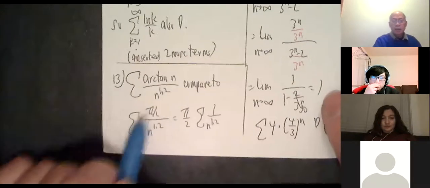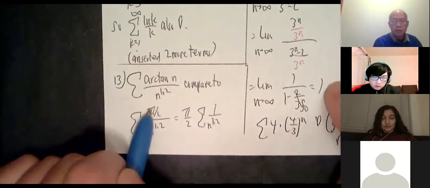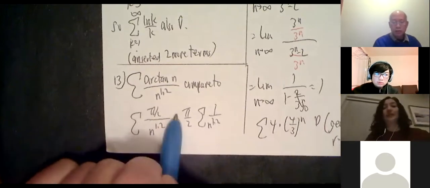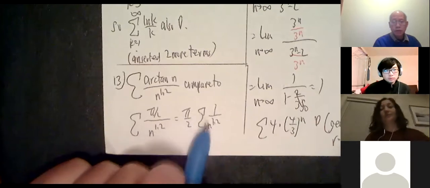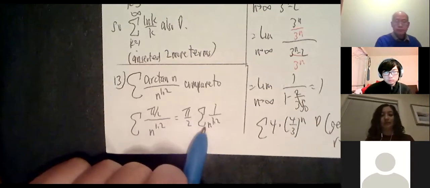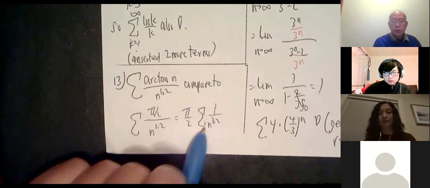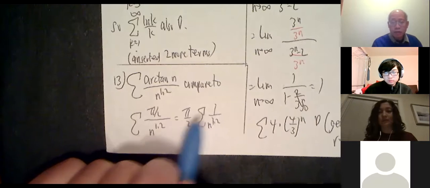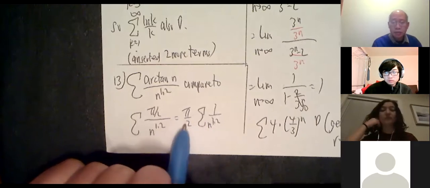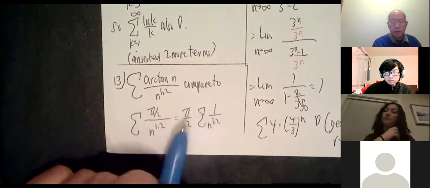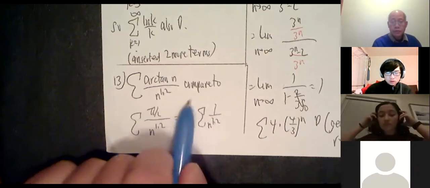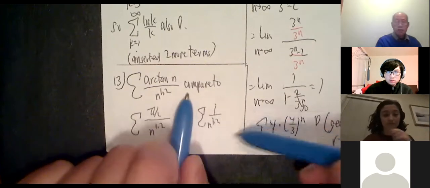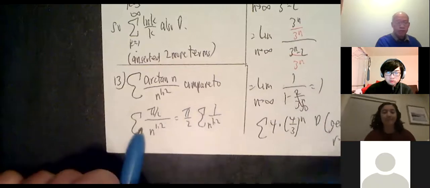is that I'm going to compare it to the summation of pi over 2 over n to the 1.2, which I can factor out to pi over 2 times the summation of 1 over n to the 1.2. I take out the constant, pi over 2, which is 1.57. If I multiply any series by a non-zero constant, that would not affect convergence or divergence. So if this thing converges, then this thing converges. If this thing diverges, then this thing diverges.